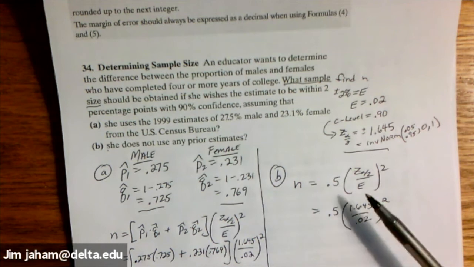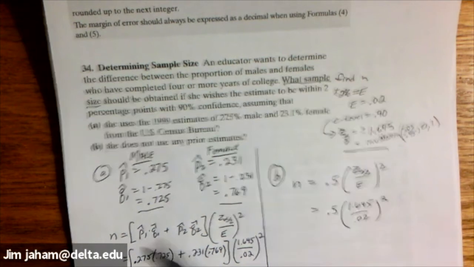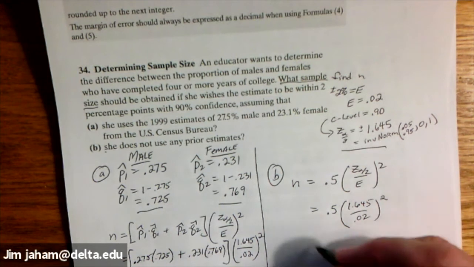This sample size is actually going to be higher than the other one because this 0.5 is the maximum that you can get when you add p hats and q hats in this way. So let's see what it is.